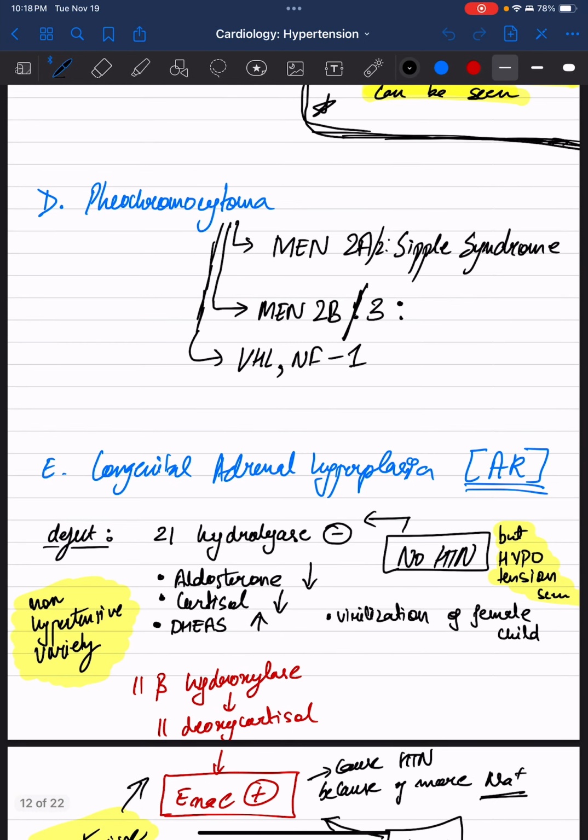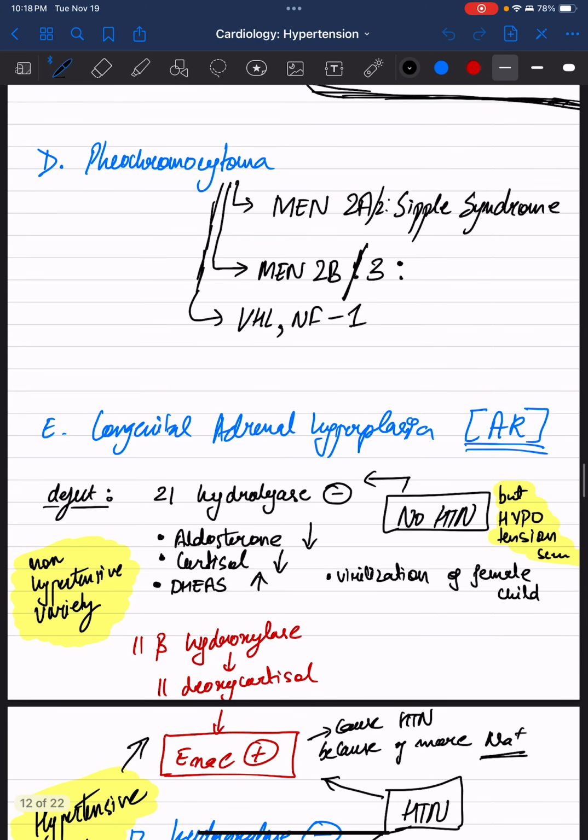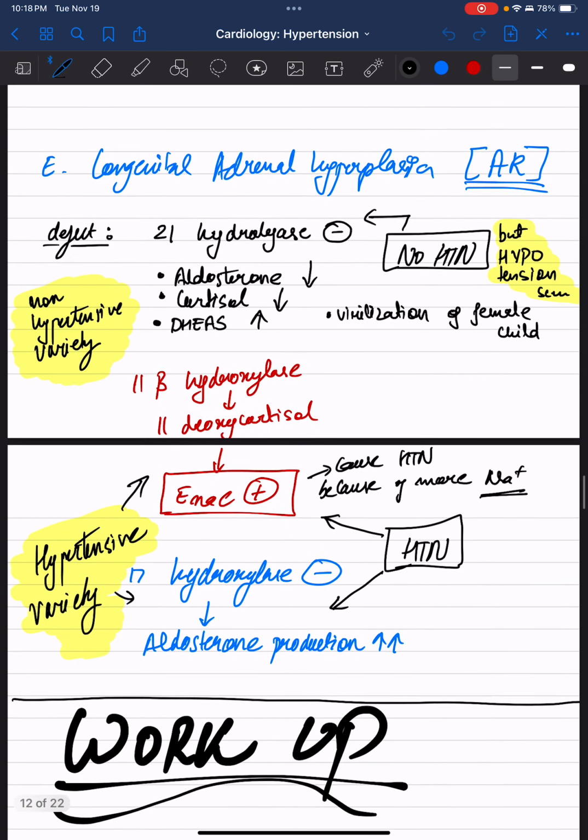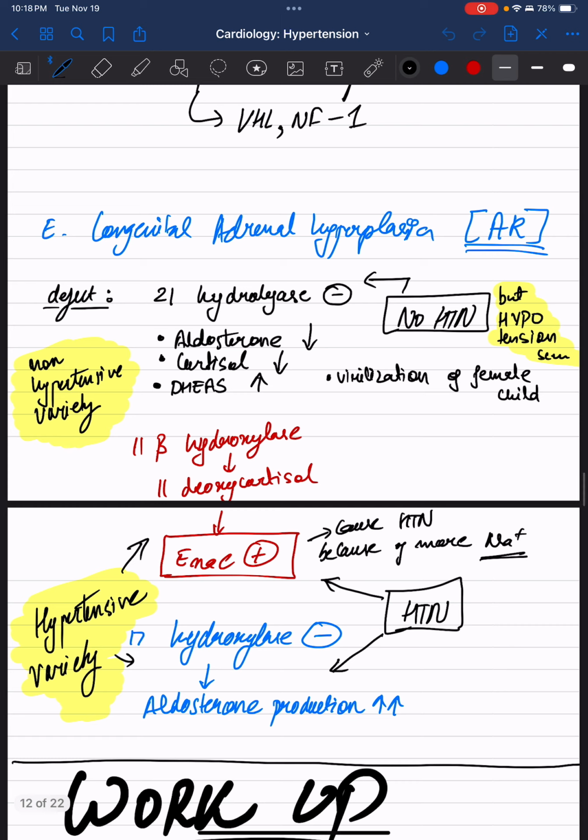Pheochromocytoma is another Mendelian cause. So pheochromocytoma can be seen in MEN 2A or 2, Sipple syndrome, in MEN 2B or 3, and in VHL, von Hippel-Lindau syndrome, and neurofibromatosis 1. And also congenital adrenal hyperplasia, which is autosomal recessive, is the last Mendelian cause.